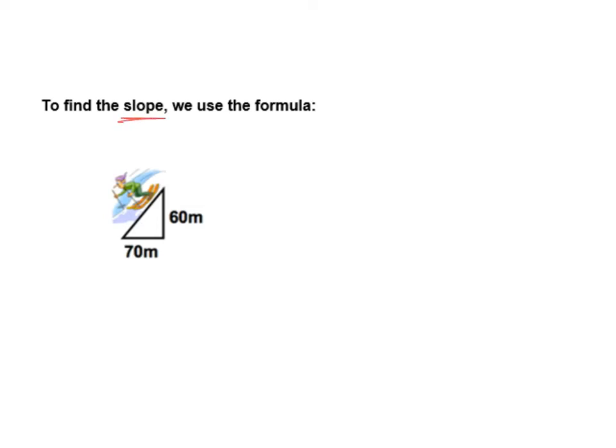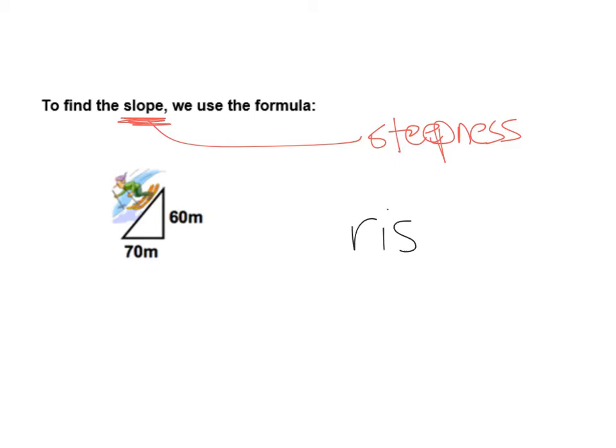you can see it here, we use the word slope to talk about steepness. Okay, when we want to talk about steepness, we use the word slope. And there is a formula for slope. The formula for slope is rise over run. Make sure you write that on your handout.